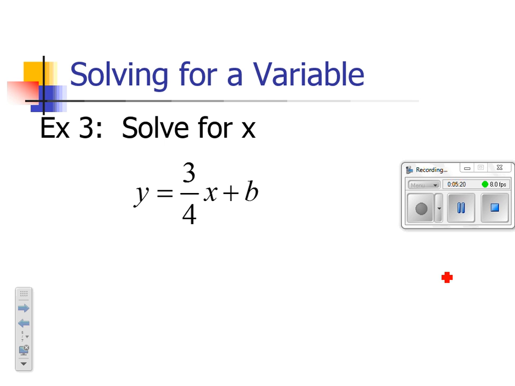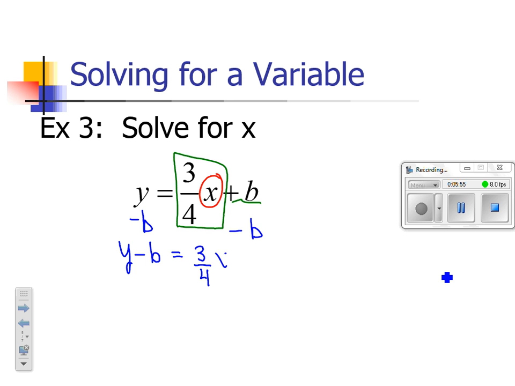Okay, example number 3. Let's solve for x. We want to get x alone. But before we can get x alone, we don't want to do anything with the 3/4 x. We want to get rid of everything else that's not touching the x. So this is adding b. Well, the opposite of adding b would be subtract b on both sides. So we have y subtract b equals 3/4 x.